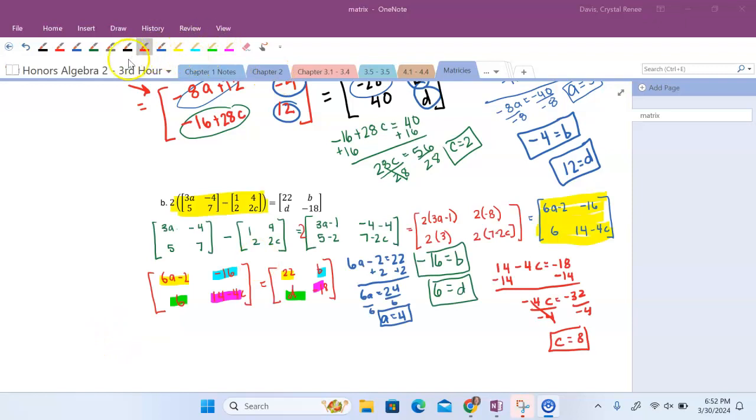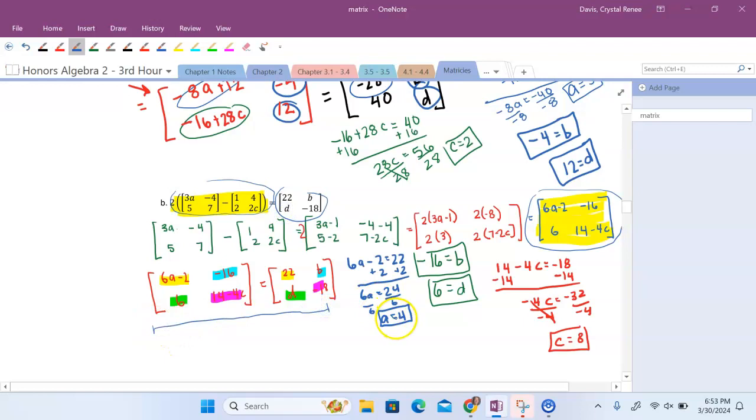All right, this is what you should have gotten. This highlighted part, when you work it all out, remember parentheses first and then the scalar, you should have gotten this matrix. That's after you applied the scalar and subtracted the matrices. Then that equals this, so that's what I did here. And if you set up an equation, you should have gotten A is 4, B is negative 16, C is 8, and D is 6.